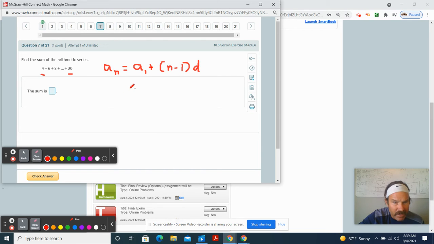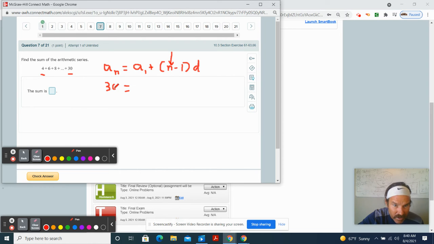So this needs to be used to find n. We have to find the number of terms. I guess we could just write this out and then count the number of terms. If we put the numbers in for this dot, dot, dot, the next one would be 10, and then 12, and then 14. But again, I don't particularly like doing it that way.